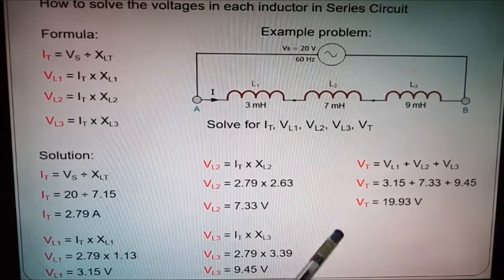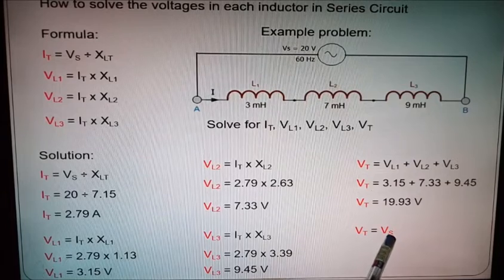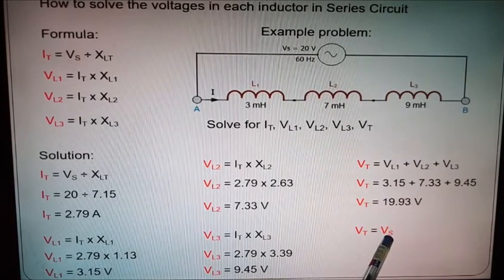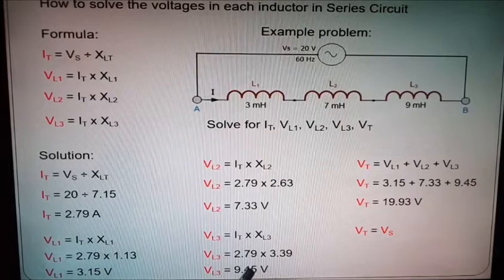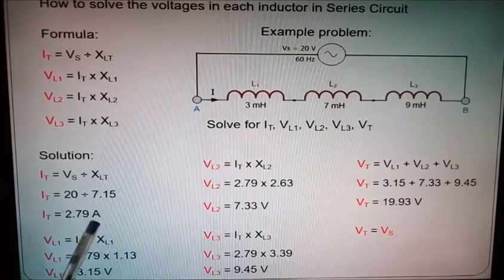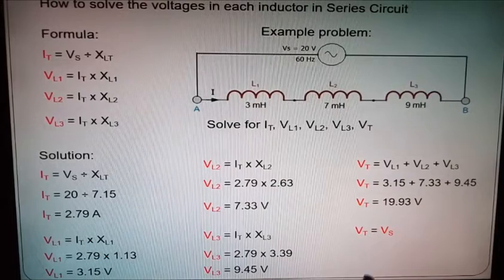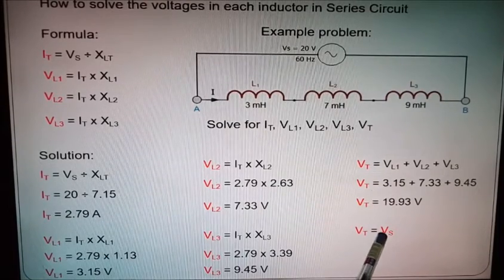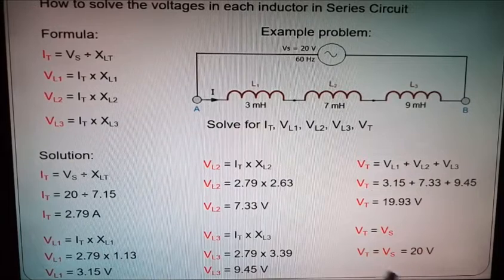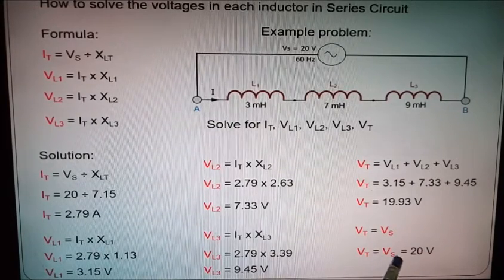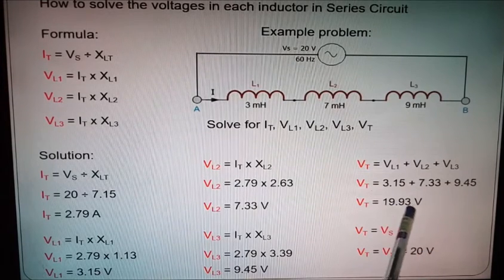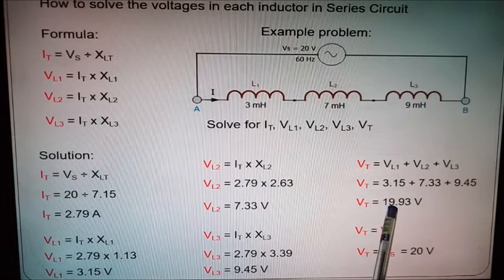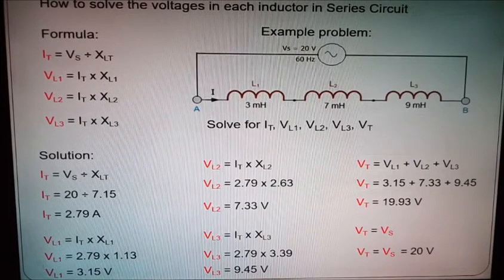Your total voltage is equal to the source voltage. This will be equal. If it is not equal, then maybe one of these voltages is wrong, or maybe your total current is wrong. Remember guys, your total voltage should be equal to VS. VT is equal to VS, which is equal to 20 volts. If you round off 19.93, this will become 20 volts.